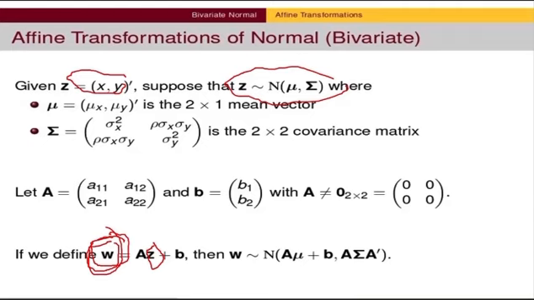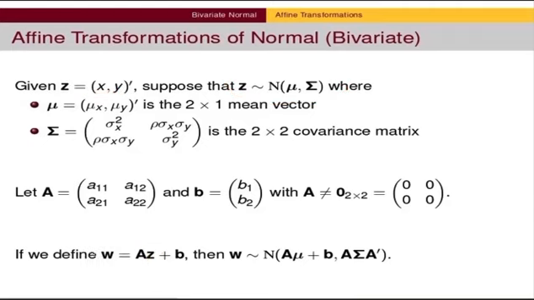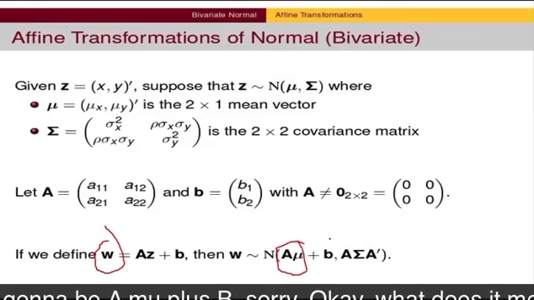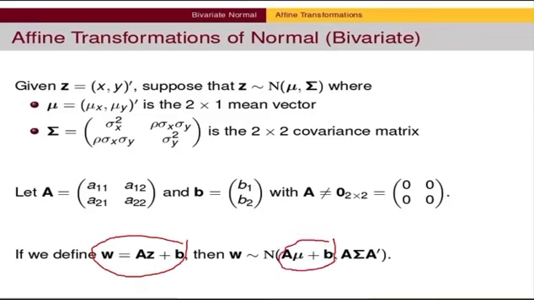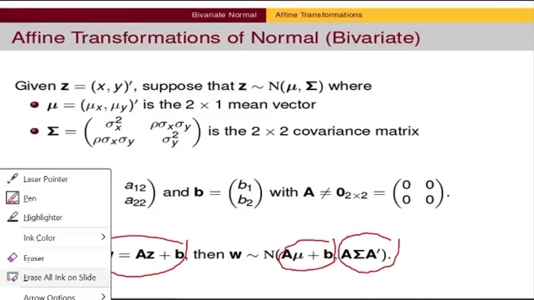And if it follows a normal distribution, what is going to be the mean of W? It's going to be A mu. What is going to be the variance? It's going to be A mu plus B, sorry. What is the mean of W? It's going to be A mu plus B. What is the variance of W? It's going to be this. Please pay attention. Now, I quickly want to move to something else.